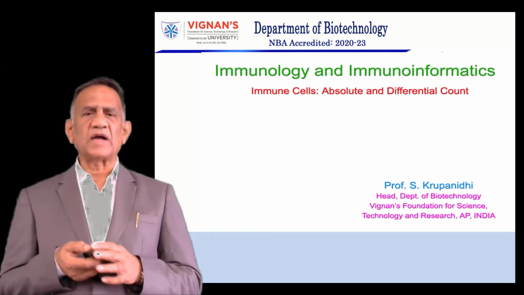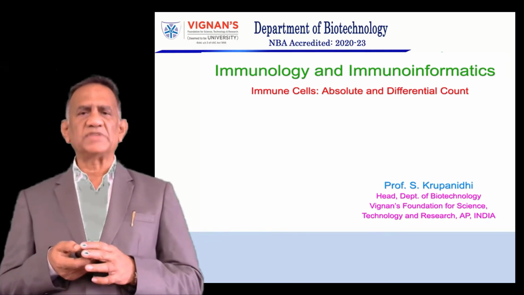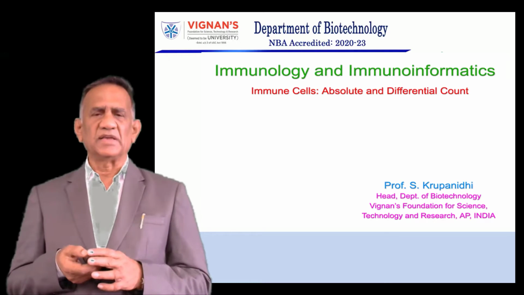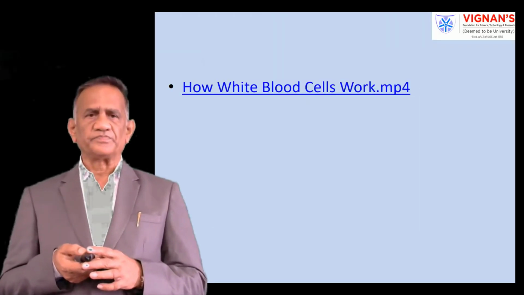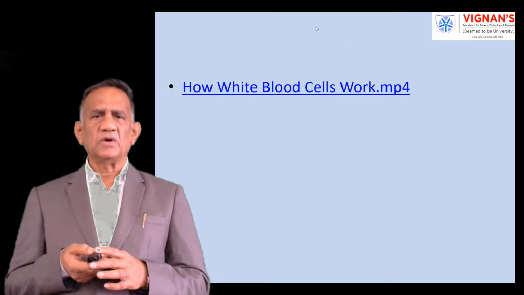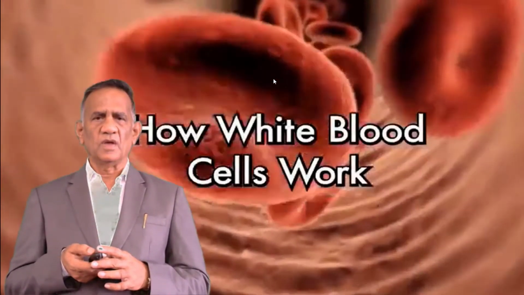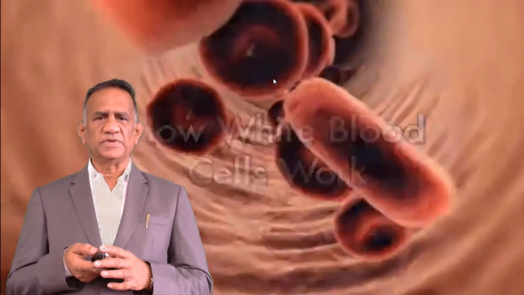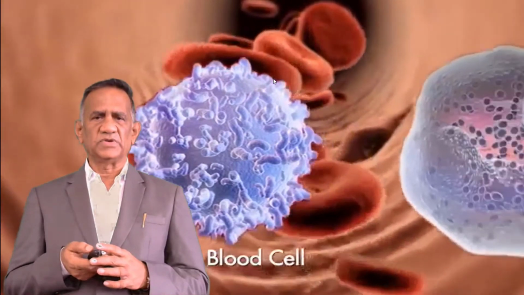Now we are seeing the count of immune cells, how to count, because the count plays an important role for assessing the immune potential of an individual and the disease status of an individual. So now we see the animated video of the WBCs, how they are working in an individual.